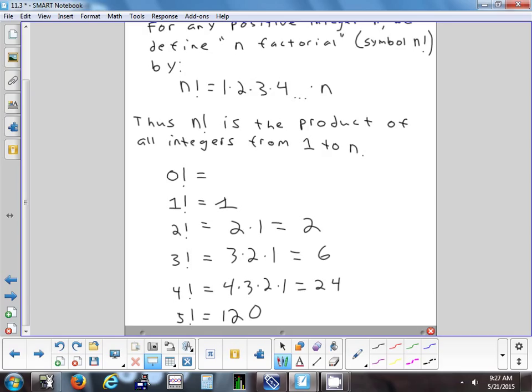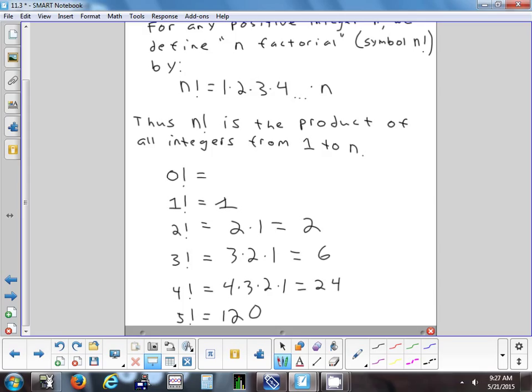How about 0 factorial? This one's kind of weird, and this is going to be more of a definition. Carly, did you have a guess? I was going to say 0. Maybe. 0? Well, let's look at the pattern. Maybe we can figure out a pattern.